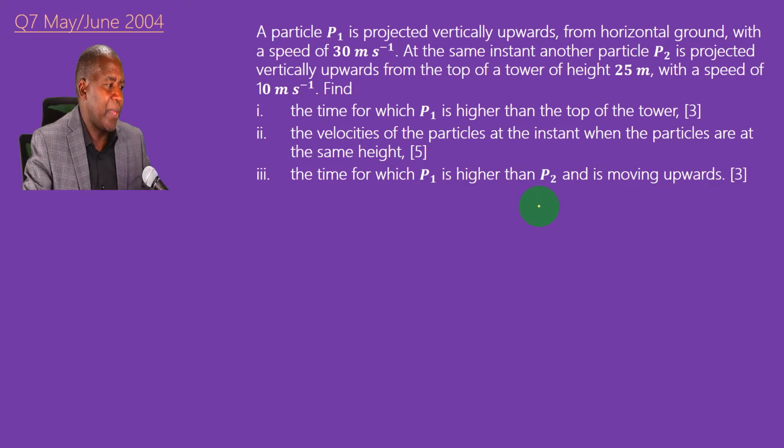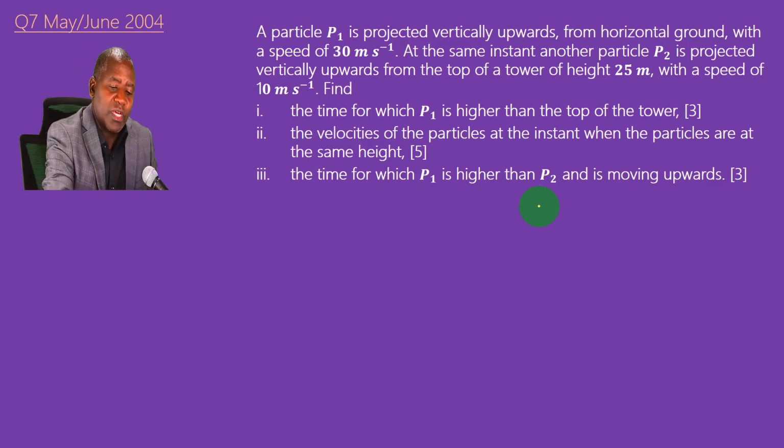There is a particle P1 which is projected vertically upwards from a horizontal ground with a speed of 30 meters per second. At the same instant, another particle P2 is projected vertically upwards from the top of a tower of height 25 meters with a speed of 10 meters per second. Find the time for which P1 is higher than the top of the tower. And we are going to start with that.